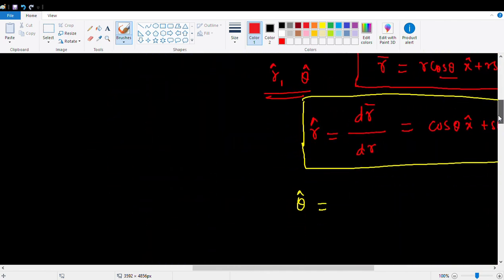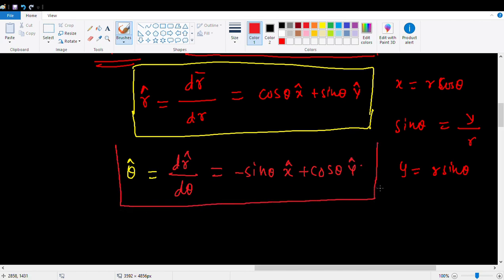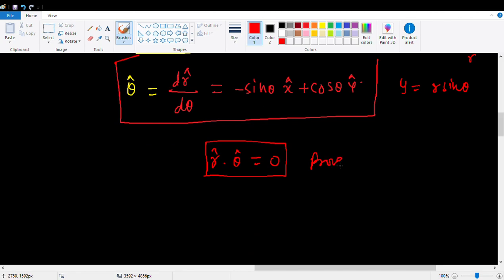So to write the theta hat, I have to write it like this: the derivative of r hat with respect to theta is going to give me, derivative with respect to theta, minus sine theta x hat plus cos theta y hat. So this is the amazing result that you get by using these. Now you can easily verify from here that r hat dot theta hat is going to give you 0. You don't have to do anything, just multiply these, and you can see that this is proved.